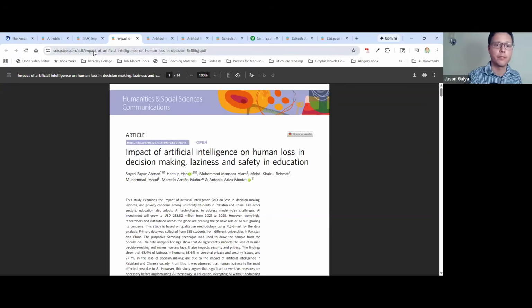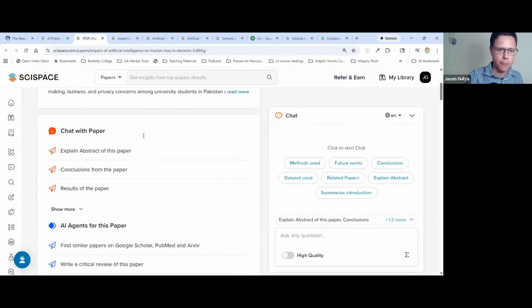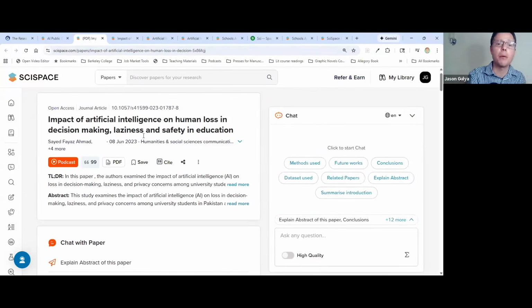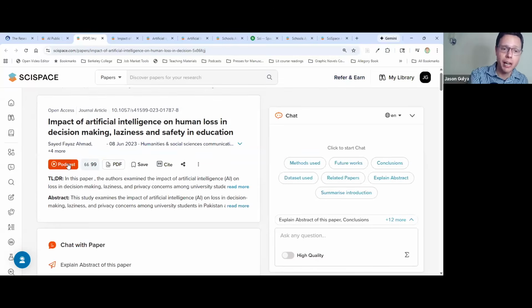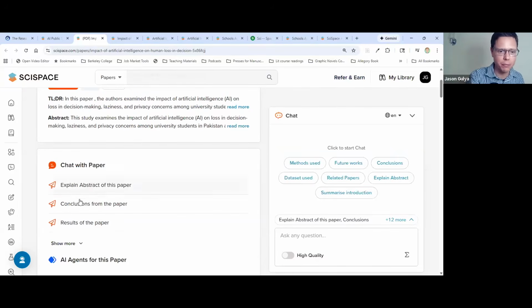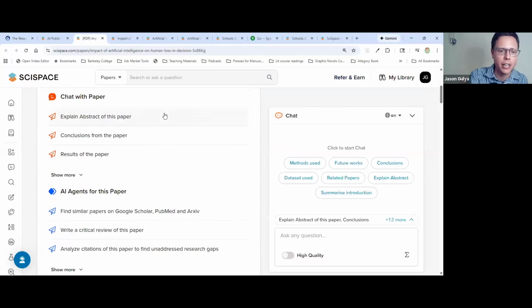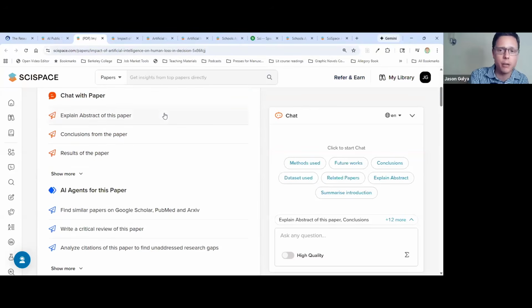And also, when I say I want to chat with the paper or do a podcast, I know it has access to the entirety of that article. And here you can chat with the paper. You can ask it to explain the abstracts, come up with conclusions for the paper, come up with results from the paper. All of this makes it quite a bit easier. It makes your life easier as a researcher.